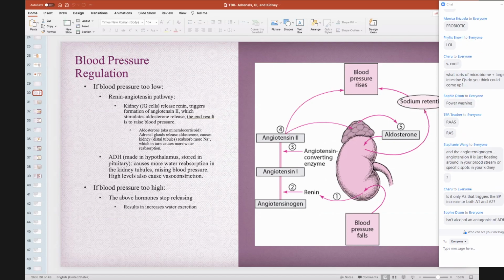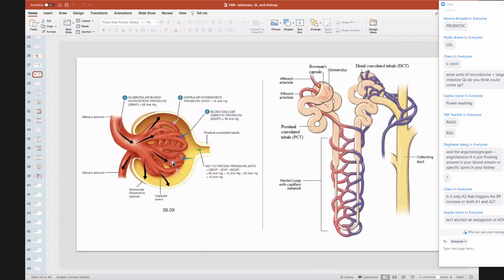And how do we absorb more water there? ADH signals to the collecting ducts. And so we'll talk more about the collecting ducts here shortly. And it tells them to absorb more water directly. We have aquaporins that line the collecting duct. ADH will signal to the collecting duct to absorb more water so that we can increase blood pressure.